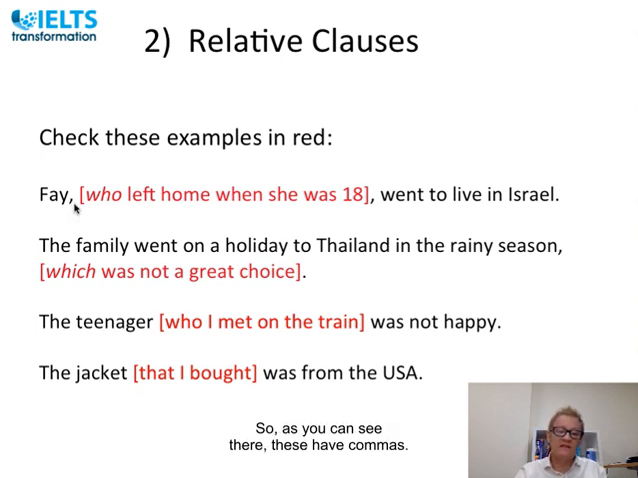So as you can see here, these have commas. Notice the commas here. And the last two, no commas. Now you can't use that in a non-defining relative clause. I could have put that or which. The jacket which I bought was from the USA, the jacket that I bought.